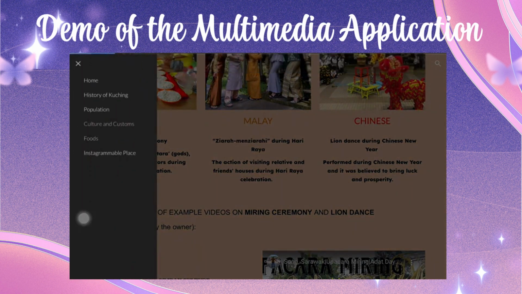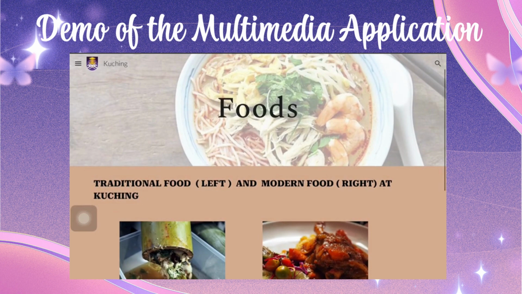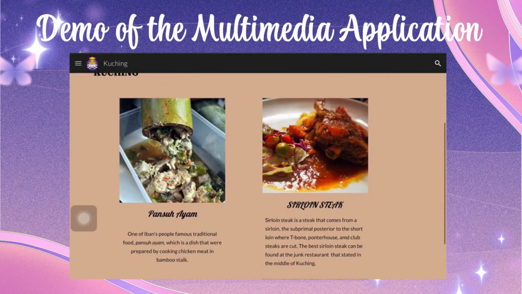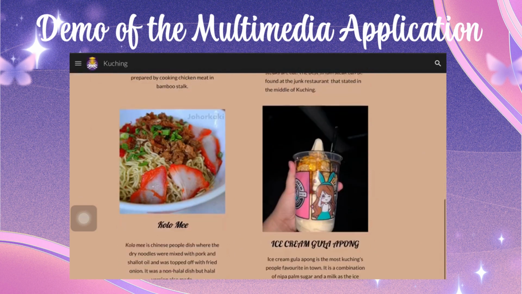The next one is the food. There are two categories, which are traditional food and modern food that can be found in Kuching. The left side is the traditional food, while the right side is the modern food that we can find in Kuching.